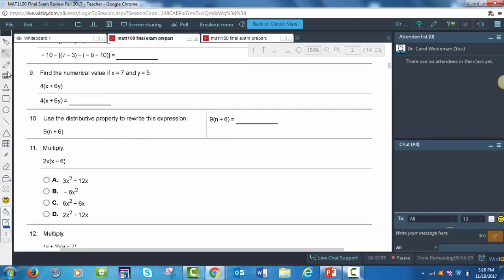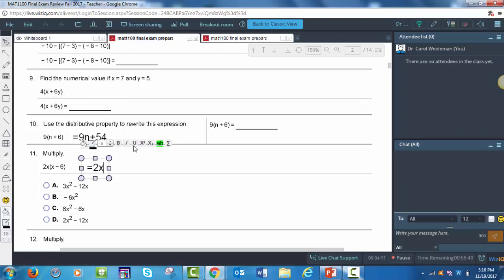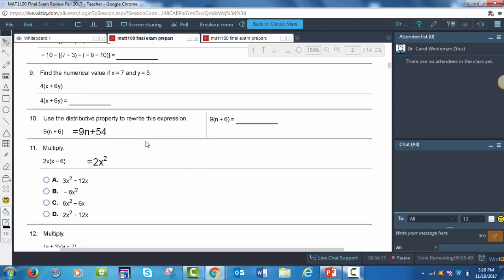Use the distributive property to rewrite this expression. Alright, so this is a pretty easy one. We're going to distribute, so we're going to get 9n plus 54. And another simple one down here, we're going to go ahead and distribute. So this is going to be equal to 2x, and now we have x squared, and then we have minus 12. Whoops, still in the exponent. Minus 12x. So the answer there is D.